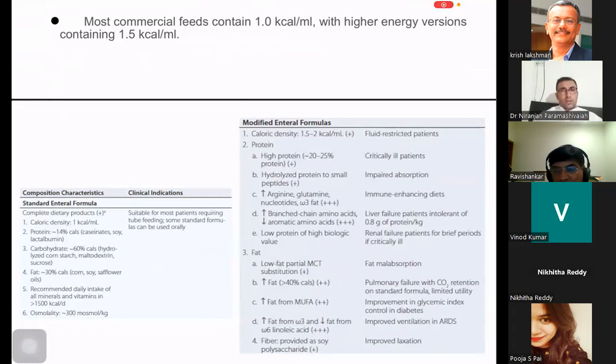I don't think there are any enteral feeds which give you 2 kilocalories per ml. Most of the ones that we use are 1 kilocalorie per ml, and in exceptional circumstances where you want to reduce the fluid intake because of cardiac, renal, or hepatic situations, you can give 1.5 kilocalories. I don't think there are any feeds which give you 2 kilocalories.